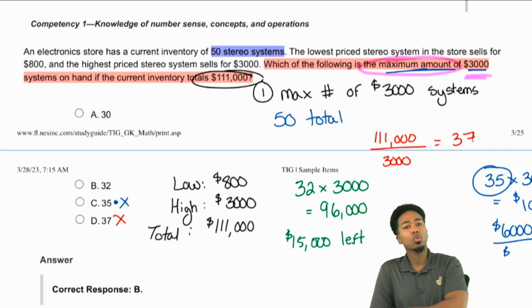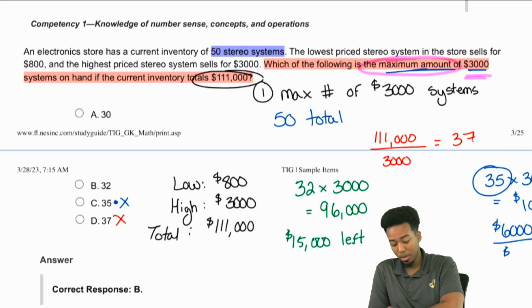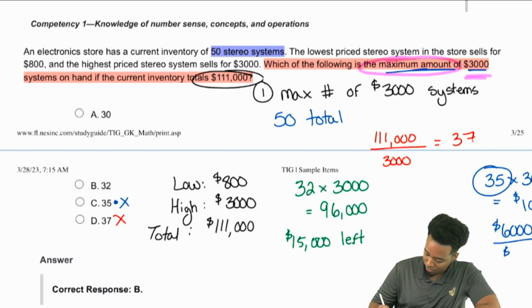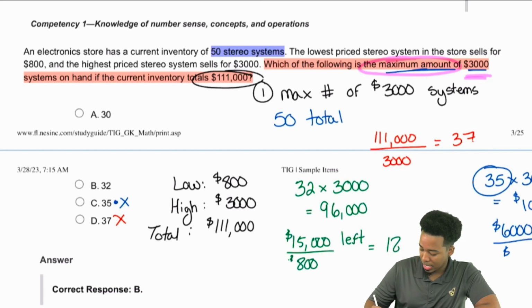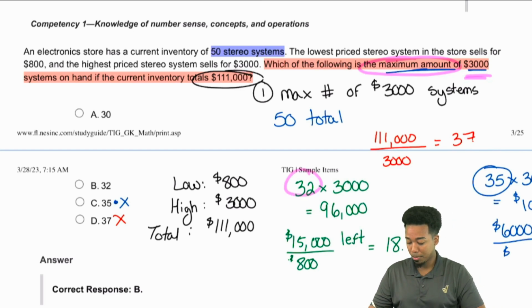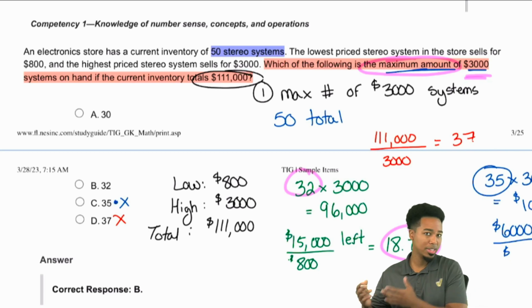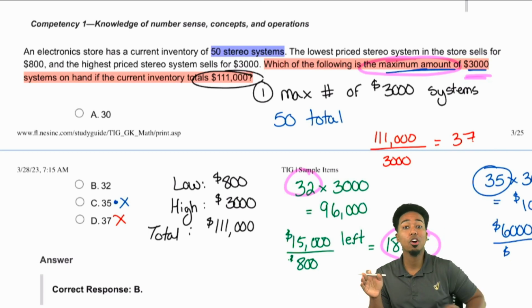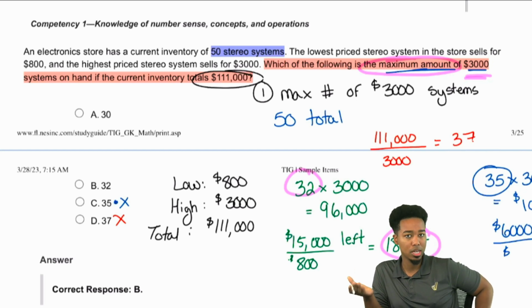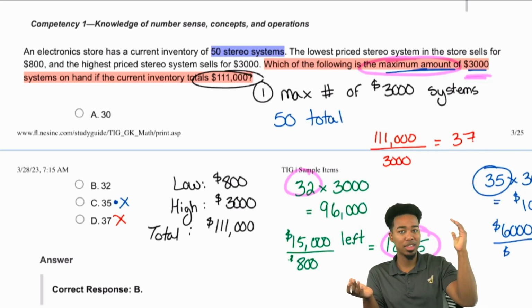Okay, sweet. So with that said, can we get to a total of 50 stereo systems here? Well, if we take the $15,000 left and divide that by the minimum $800 stereo systems, we get 18.75. And if we think about it, 32 plus 18 is 50. We have the extra 0.75, but we can actually disregard that because they're saying that the lowest price stereo system is 800. The highest price is 3,000.